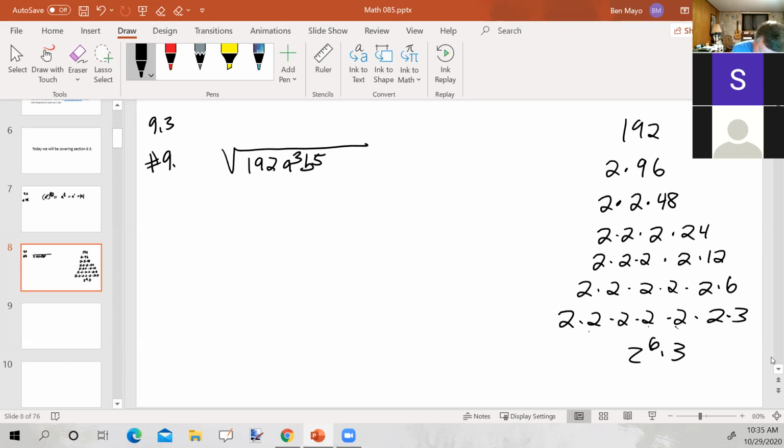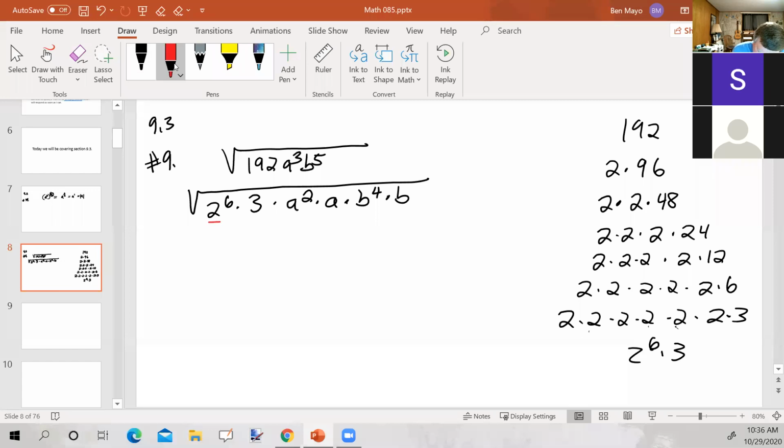Okay, so what I'm going to do is rewrite the radicand as bases with powers that match the index. Recall the index is a 2 because we're taking a square root, or a multiple of the index. So 2 to the 6th power times 3 times a squared times a times b to the 4th times b. Now, 192 is right here, a to the 3rd is right there, and b to the 5th is right there. But I peeled off powers that are either 2's or multiples of 2 so that I can do the following.